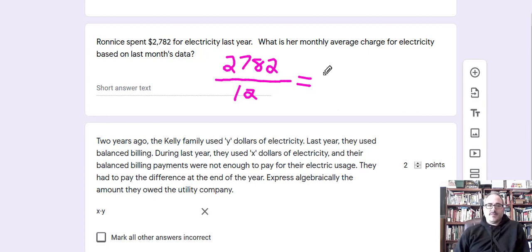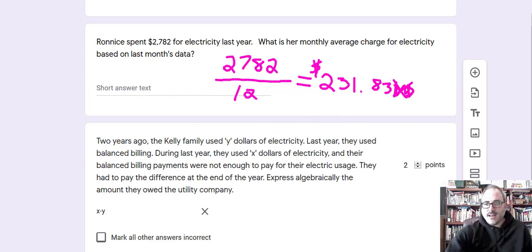2,782 divided by 12 is 231.833. And in financial situations, we're just going to ignore the extra decimals, right? We're going to get rid of all that because this is going to be a dollar amount. We can't pay fractions of a penny. So she's going to pay about this, and maybe her last bill will be 84 cents instead, or 85 cents, to make up the difference, right? Okay, pretty easy stuff.